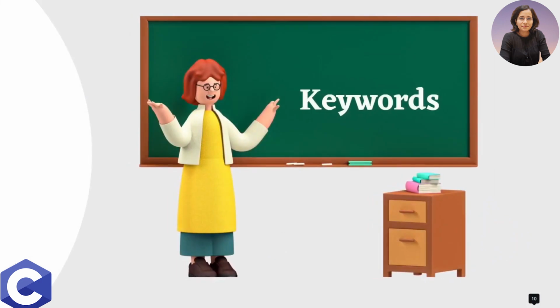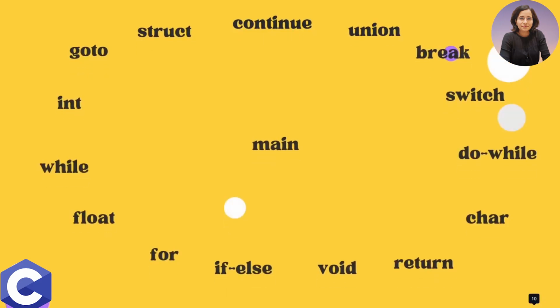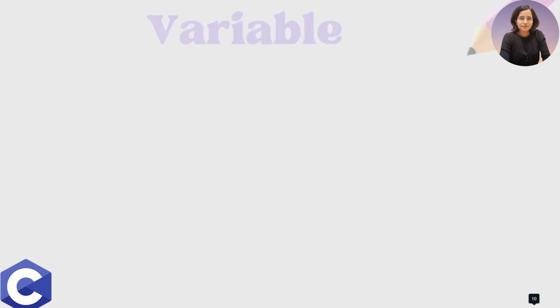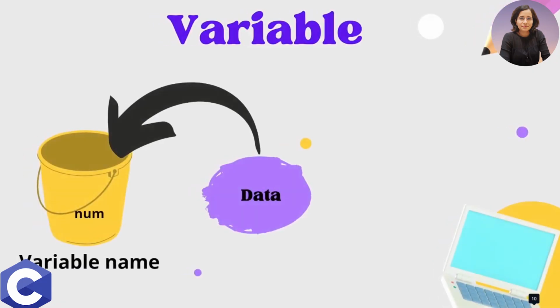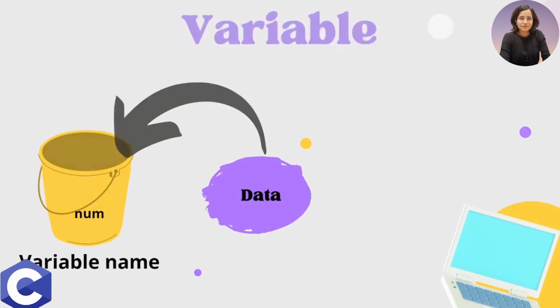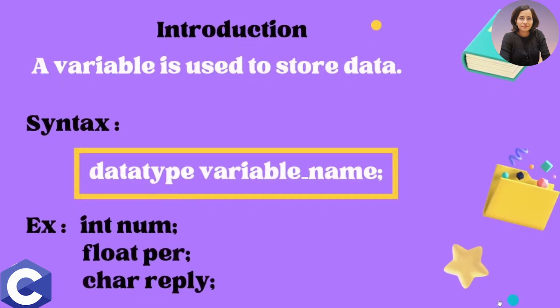Keywords are the special words which have special meaning to the C language which we cannot modify. Some of the keywords are listed here, which we'll be using in our program. Now the second concept we have to discuss, that is variable. So what is variable? The variable is used to store data.